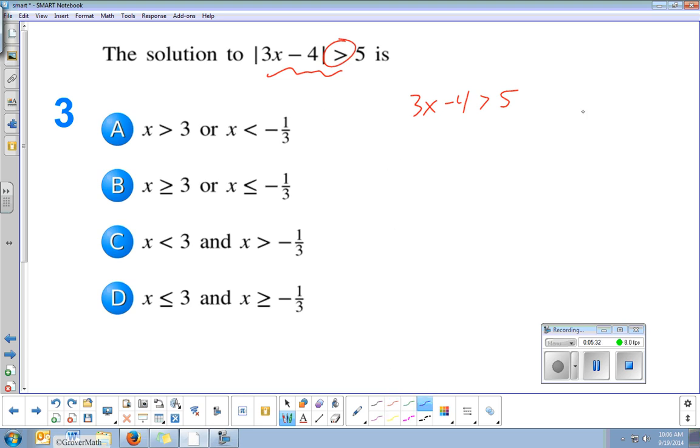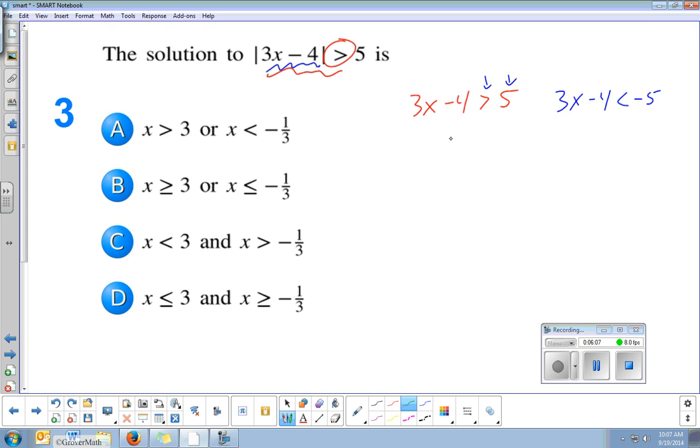The second inequality is still 3x minus 4. Again, we've never done anything that changes what's in the bars, only what it's equal to, the inequality kind of thing. So this time, instead of greater than, it's going to be less than, and instead of 5, it's going to be negative 5. And so write two completely separate inequalities, one as is, one with the other sign and the negation. And then solve both of these.